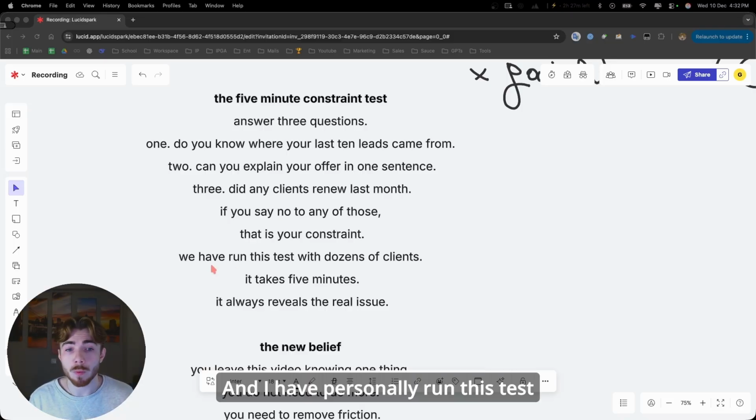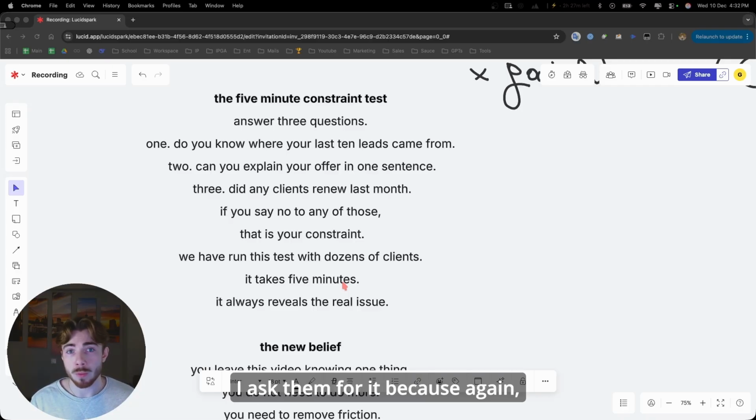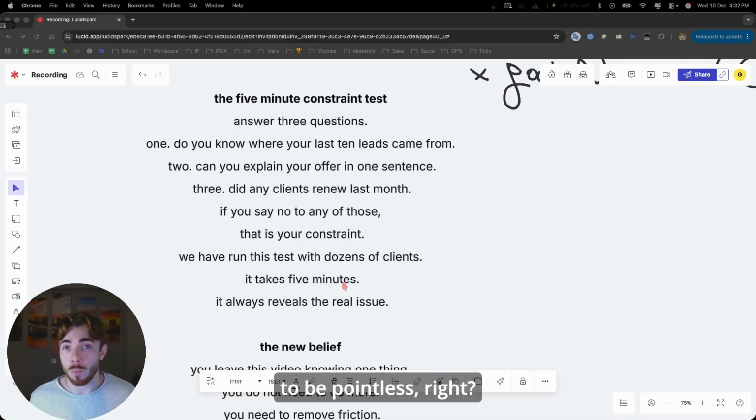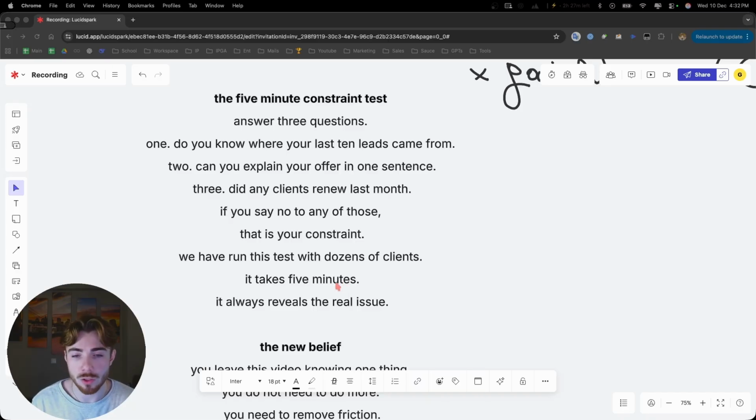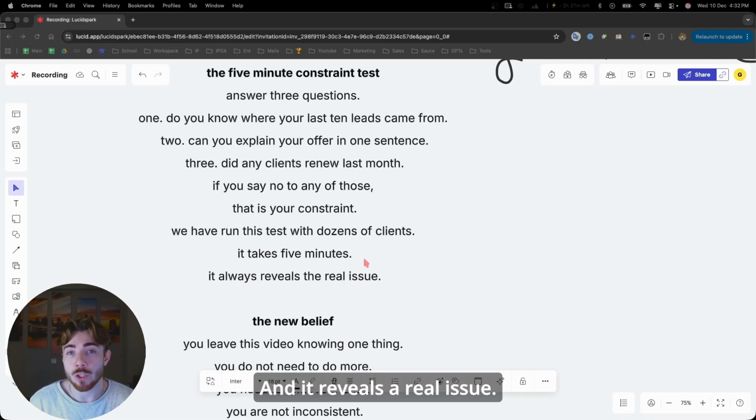And I have personally run this test with a lot of clients, thousands. It takes 5 minutes. I basically do the initial loop for them. They just give me some data I ask them for, because I need to have some data in order to actually see what exactly is not working in their business. If I don't have the data, my Loom is just going to be pointless, useless for them, because it's not going to actually say something and reveal the real issue.